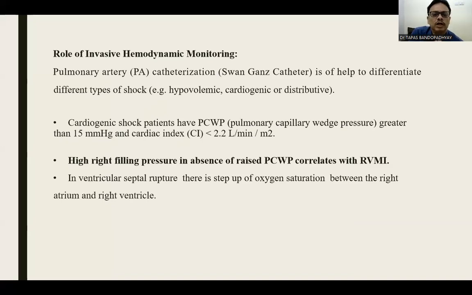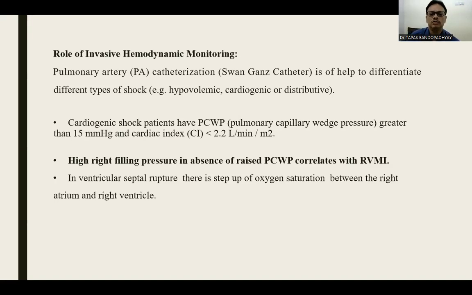So regarding the role of invasive hemodynamic monitoring, we do not do it all the time, but sometimes to differentiate between particular types of shock, particularly if a patient is having septic shock and then suffers from a cardiogenic cardiac problem, then we need to get the actual picture by pulmonary artery catheterization, also known as Swan-Ganz catheter. And it helps to differentiate different types of shock, because the hemodynamic parameters I am describing here will be different in different types of shock, but sometimes there may be a mixed picture, and that requires clinical acumen, clinical judgment, and how you approach each individual type of shock, which one is predominant, which is less predominant.